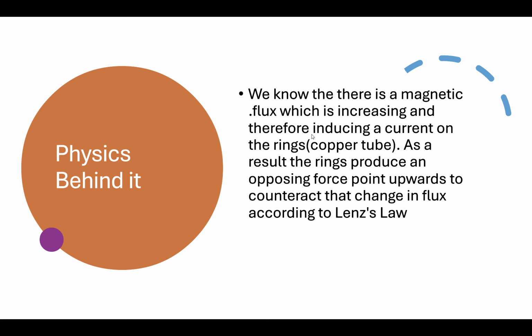So, the physics behind it. We know that there's a magnetic flux which is increasing as the magnet goes down. Each ring has an increasing flux, so there has to be an opposing flux to oppose it, since that one's increasing. As a result, the copper acts like a solenoid of multiple rings, and those rings each exert an induced current going up, and thus a magnetic force going up, and slow down the magnet as it drops.